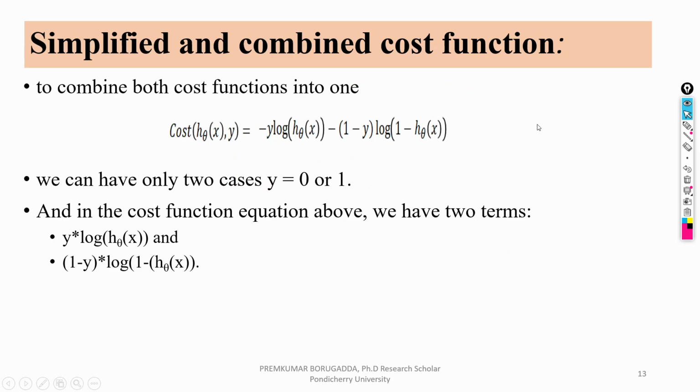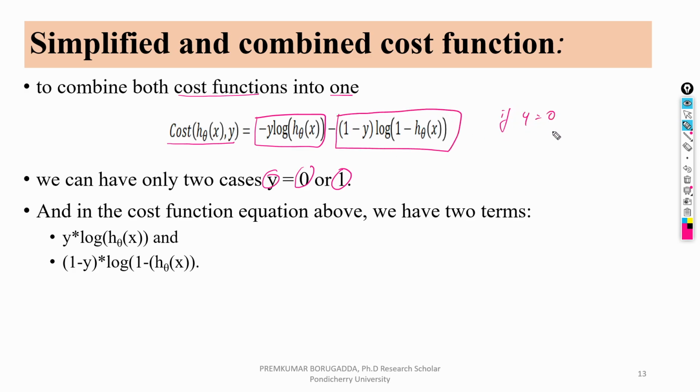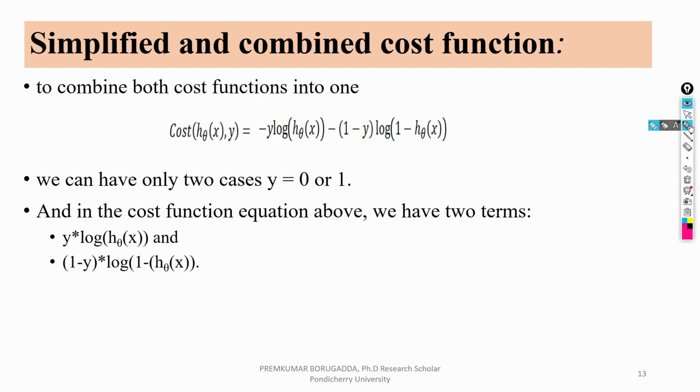Now let's simplify and combine the cost function. To combine both cost functions into one: minus of y log h theta of x minus (1 minus y) log (1 minus h theta of x). This is the cost function. We can have only two cases, since our target variable, our actual value, is either 0 or 1. In this cost function there are two terms, term 1 and term 2. If you substitute y equal to 0, what is the answer? If y is equal to 1, what is the answer? We will see.